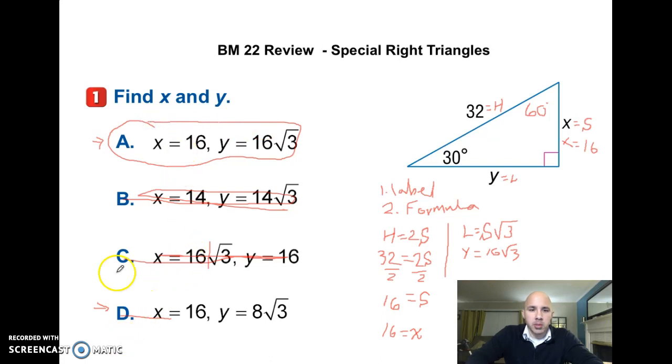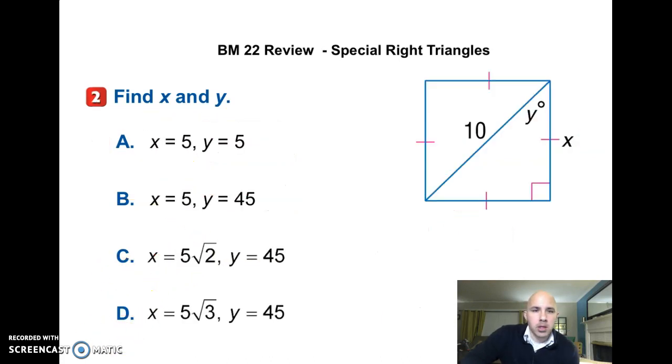If you have any questions, let me know. Number 2 for the benchmark 22 review for special right triangles. All right, let's take a look at this. This looks like a square. All the sides are congruent. Here goes my right angle. This side and this side are equal. These are also called our legs. And directly opposite, okay, let's write this down, directly opposite, that's going to be our hypotenuse. So let's label number 1.